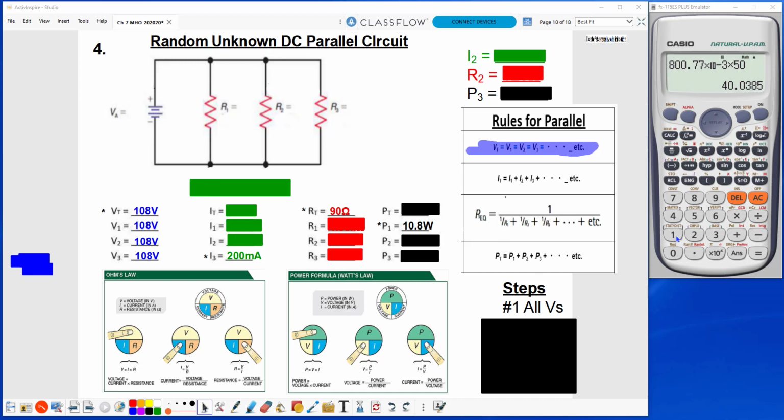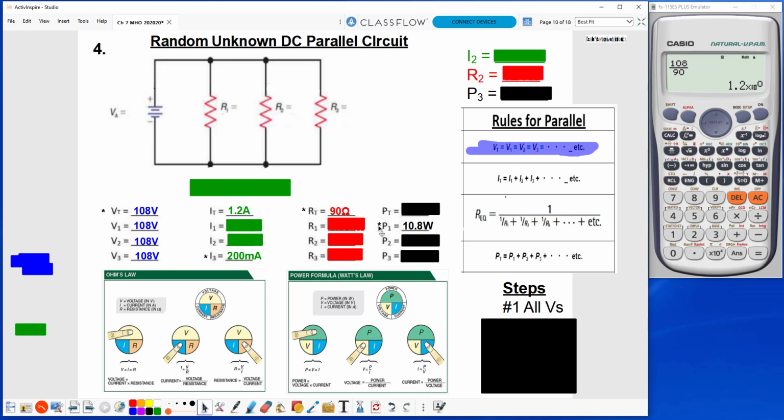So what is my V? 108 volts over 90 ohms. V over R right here on the formula. That's going to give me an I. I hit equals, I hit engineering, and it's 1.2 amps.